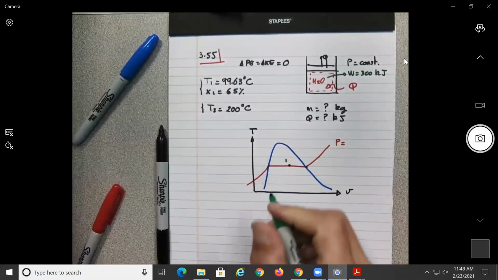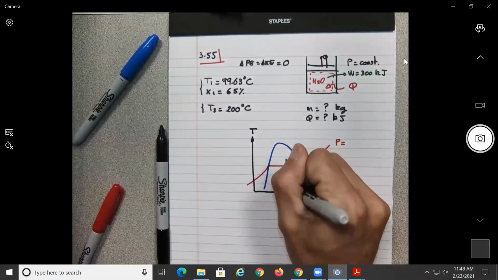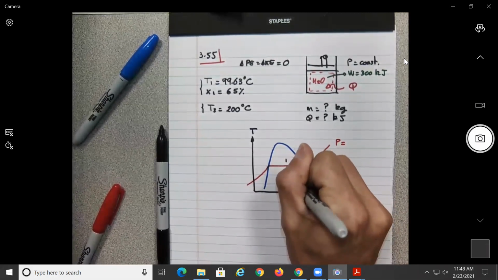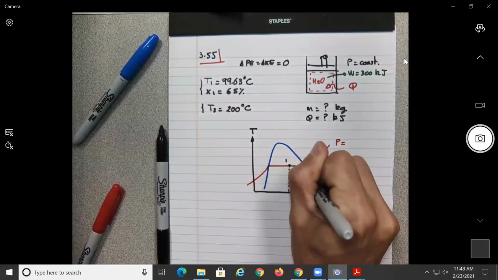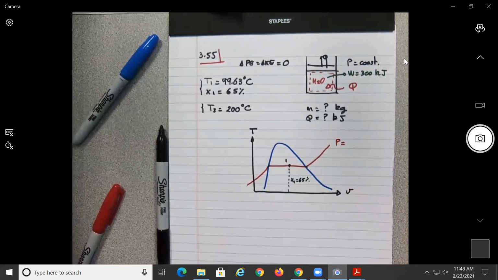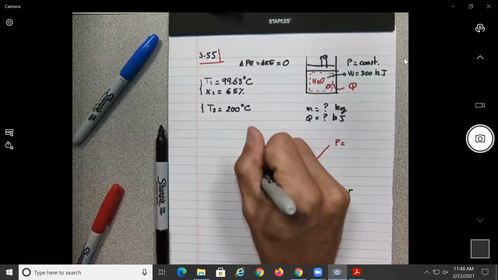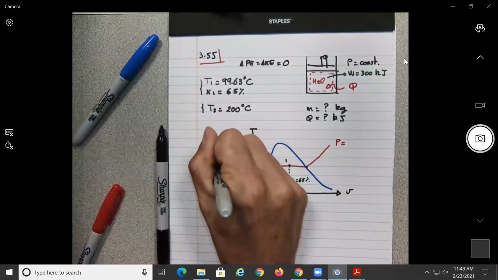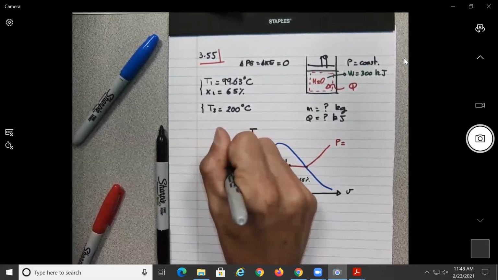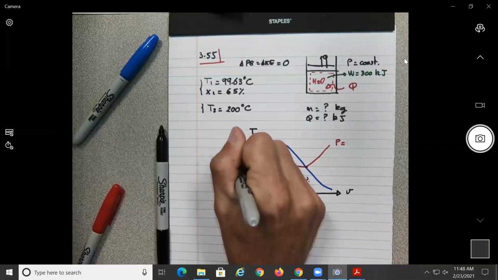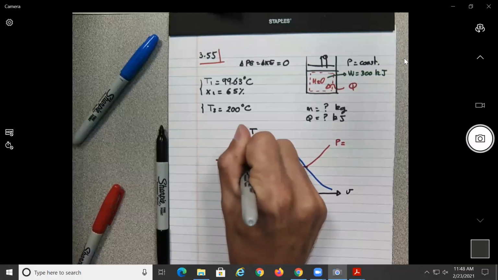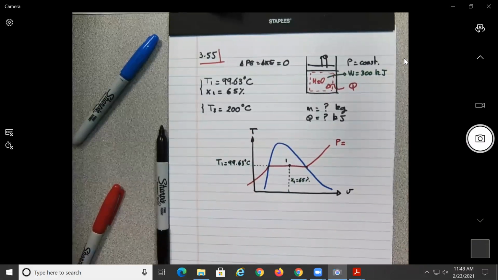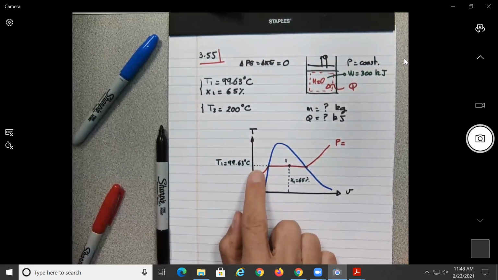It should be 1. In this state, we know that X1 is 65%. And we know that T1 over here, I think that's actually the temperature for 1 atmosphere, T1 equal 99.63. So can we go to the tables of water as a function of the temperature and see what would be the pressure for that temperature?